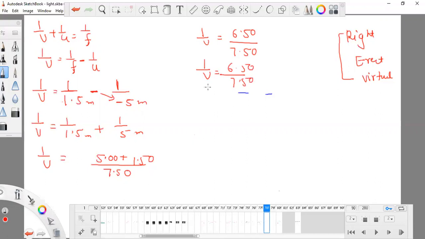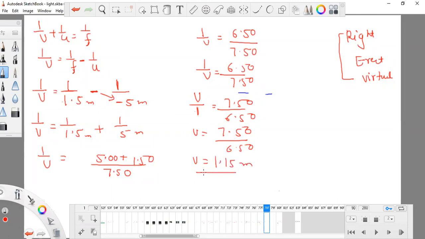Now my question was, I want to find out V, not 1 by V. So I will just reciprocate this, and it will be 7.50 upon 6.50. Each and every time, whether you need to find out V, U, or F, just reciprocate this, because we are not going to find out 1 upon the value. We are going to find out the exact value, so there is no use of 1. So it will be 7.50 upon 6.50, and the V will be 1.15 meter after this calculation.